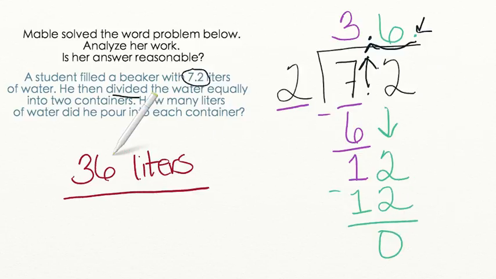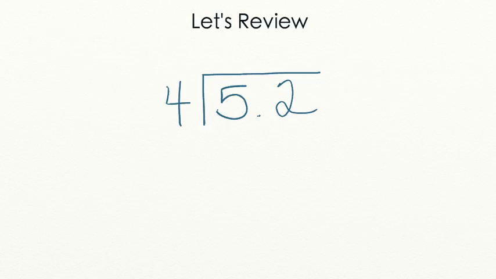So her answer shouldn't have been 36 liters. Her answer should have been 3 6/10 liters. Don't forget, it's very important that you always make sure that your first step is lining up your decimal into your quotient. Let's take a moment to review what you have learned in today's lesson.